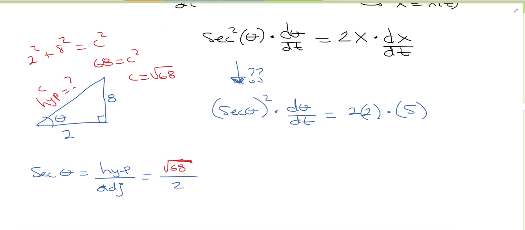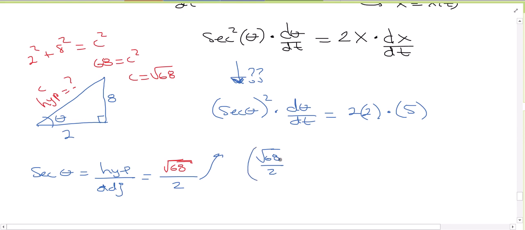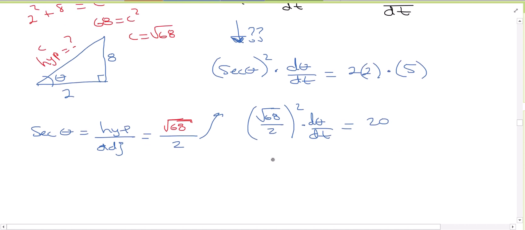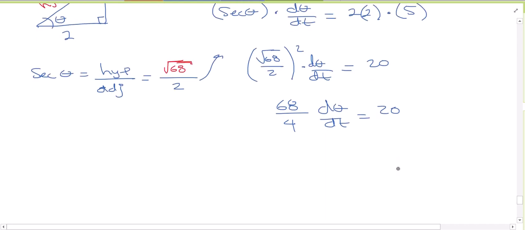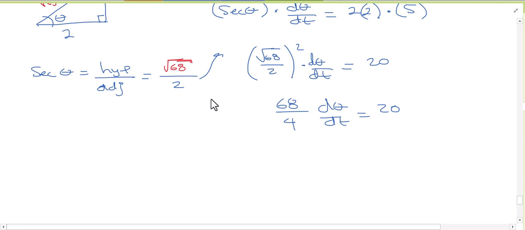So we can put that now in here. Right, secant squared theta, so it's going to be the square root of 68 over 2, squared, times d theta dt equals, what's that, 4 times 5, so 20. And here the square root of 68 squared is just 68, over 4, d theta dt. And now we can solve for d theta dt. So d theta dt, so let's reduce that 68 over 4 to 17.